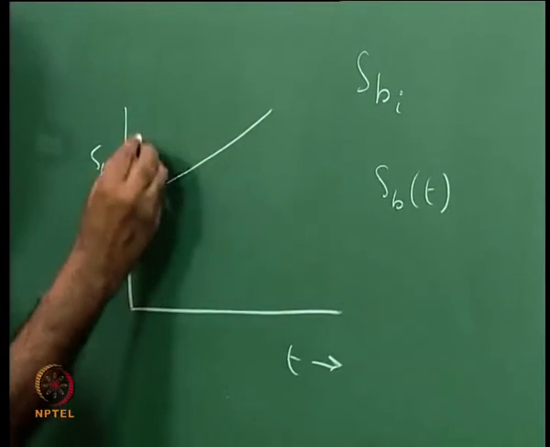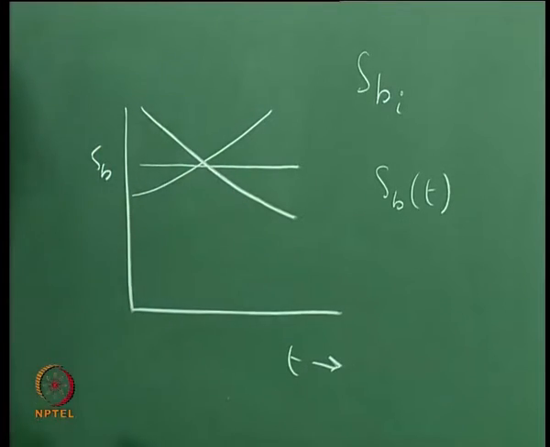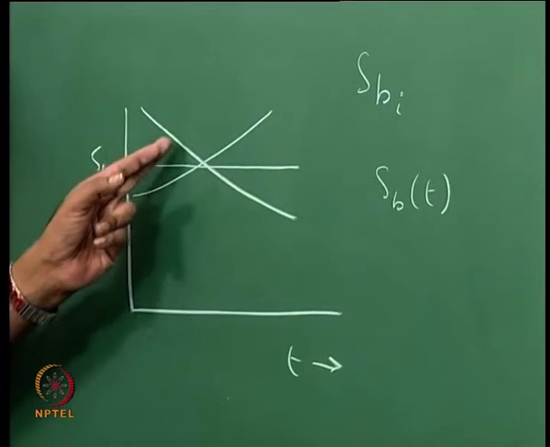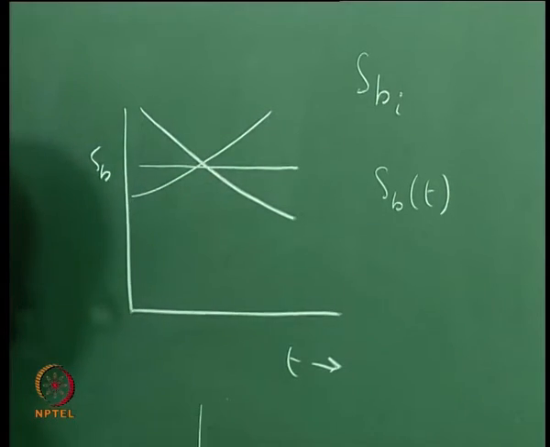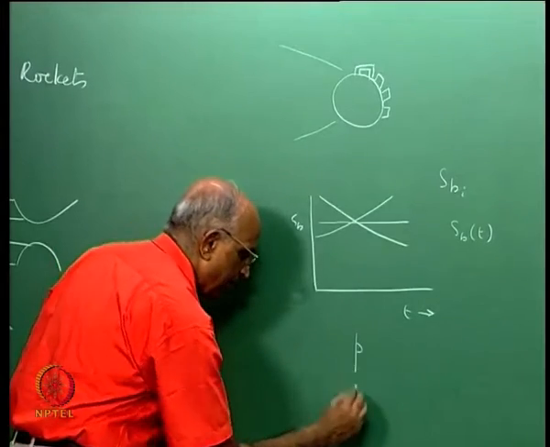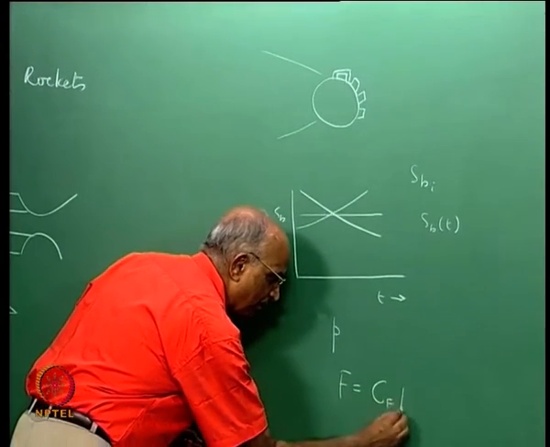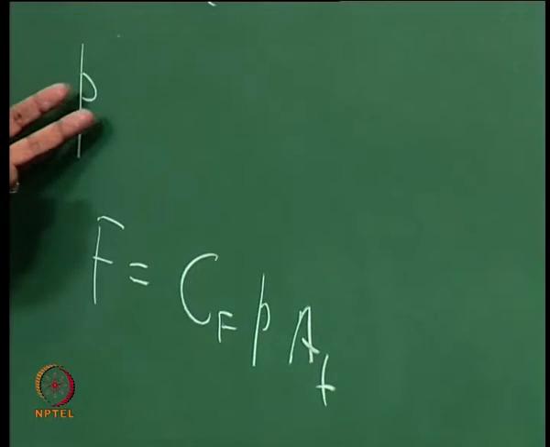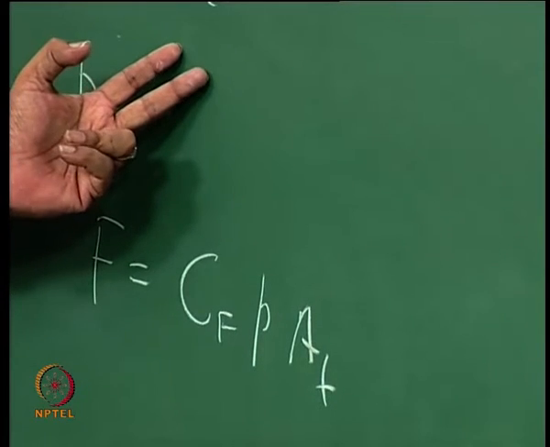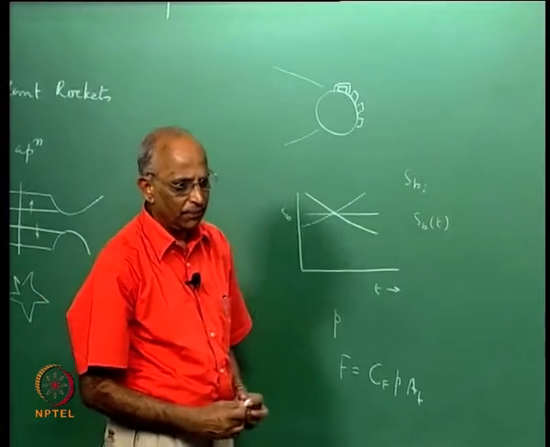It could either evolve like this, or it could evolve like this, or it could be a constant. In other words, this is progressive, this is regressive, this is neutral, because burning surface area directly translates into pressure, and pressure directly translates into thrust as F is equal to Cf into chamber pressure into At over here. And what was P? We got an expression in terms of Sb to the power 1 over 1 minus n, therefore it was directly connected.